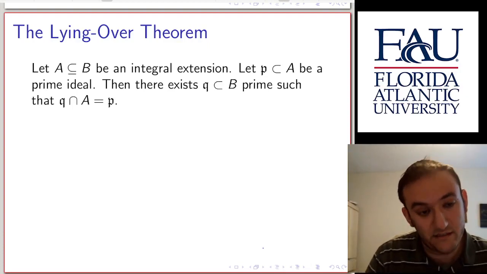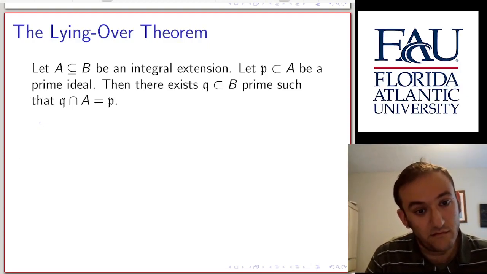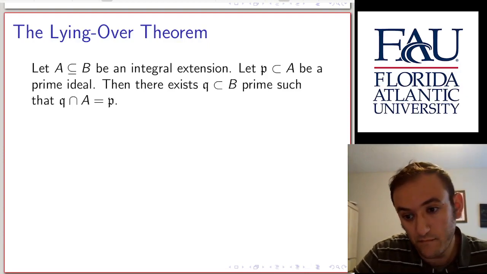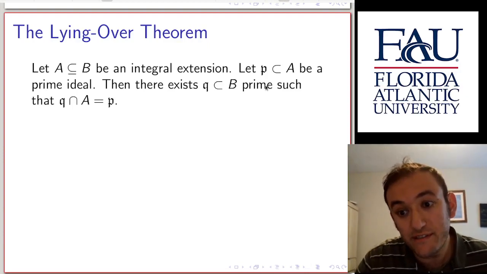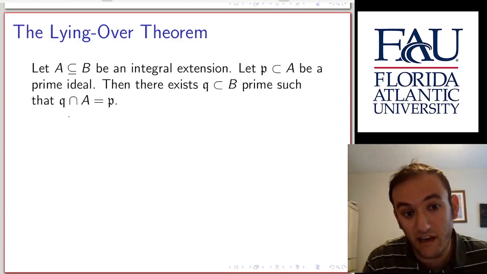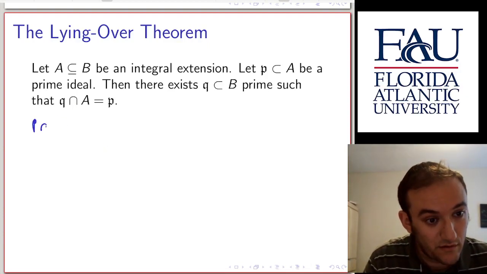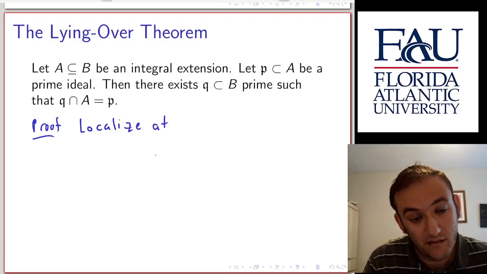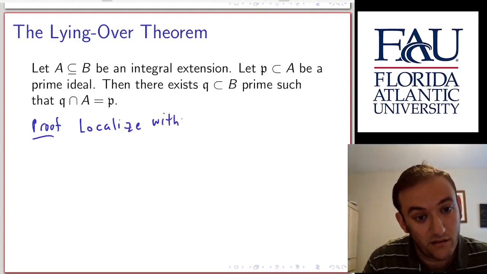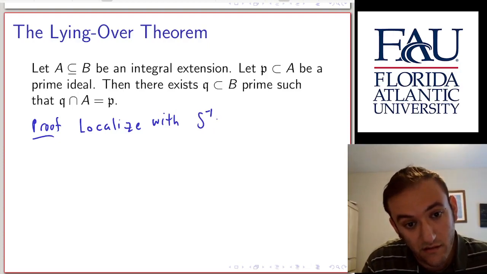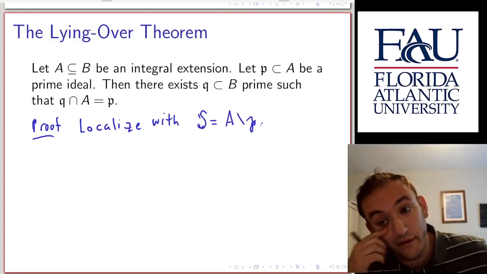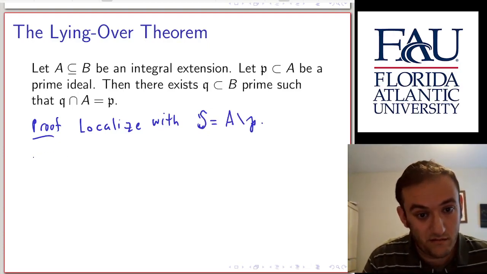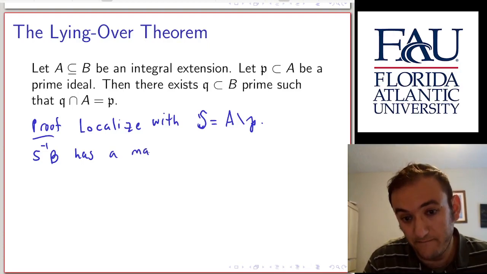So how can we prove this? Well, we're going to do the same trick of localizing at the complement of P in A. So, proof: localize with S equals A leaving out P. Okay. Then S inverse B has a maximal ideal.